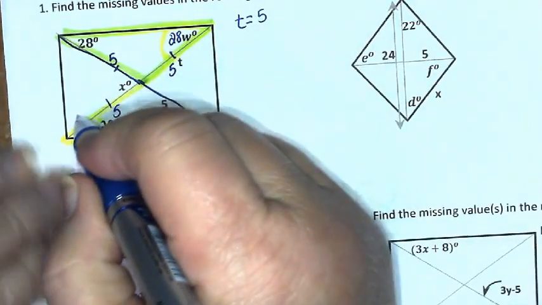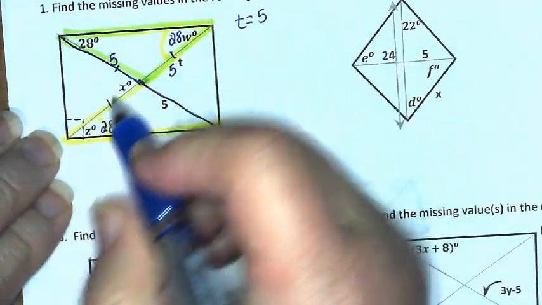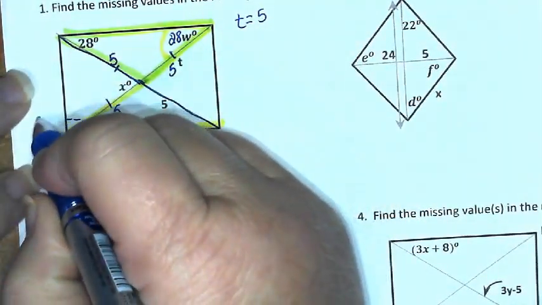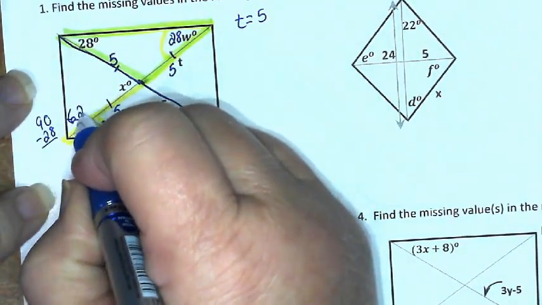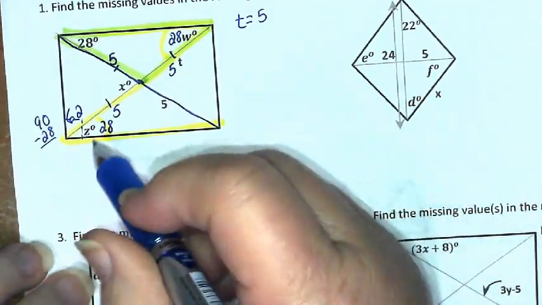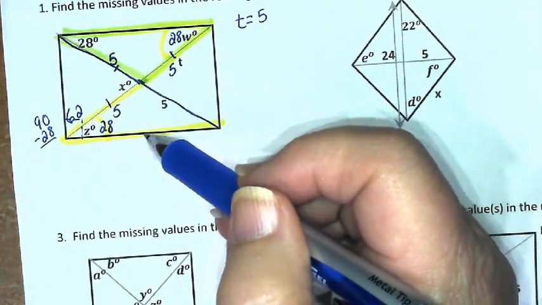Now if you remember, this entire angle is 90. So if I needed to find the other piece, I would just do 90 minus 28, and I believe that's 62 for the other angle. This wasn't asked in this question, but I thought I'd toss that out.